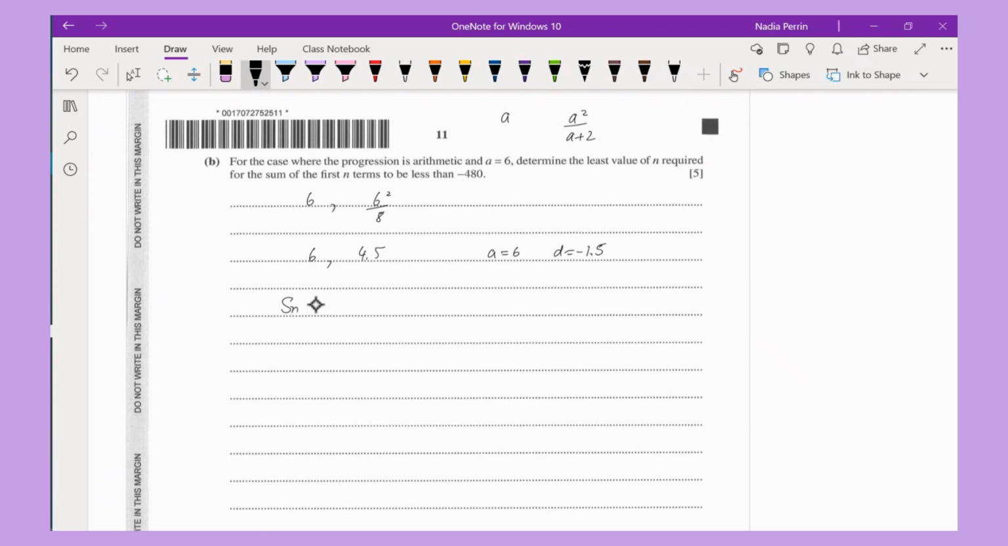Now we know the sum needs to be less than negative 480. So we're going to use the sum formula for arithmetic series, and we end up with this. So we need to simplify this. So we're going to times the half over to get negative 960. And then timesing the 1.5 in. That's going to be negative 1.5.